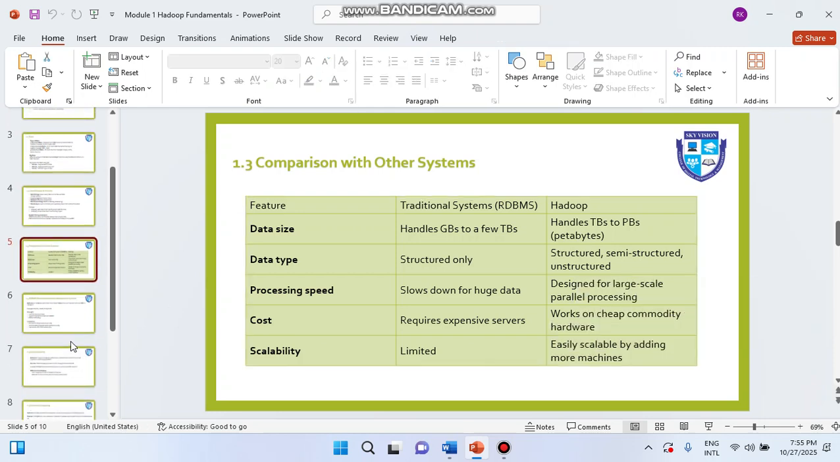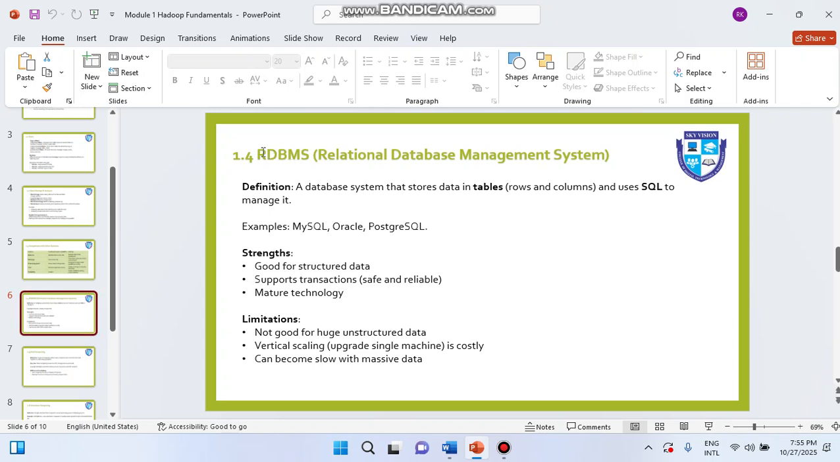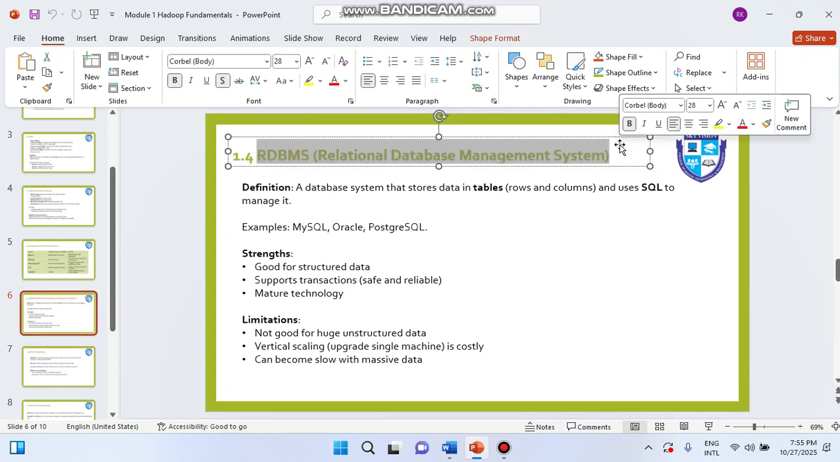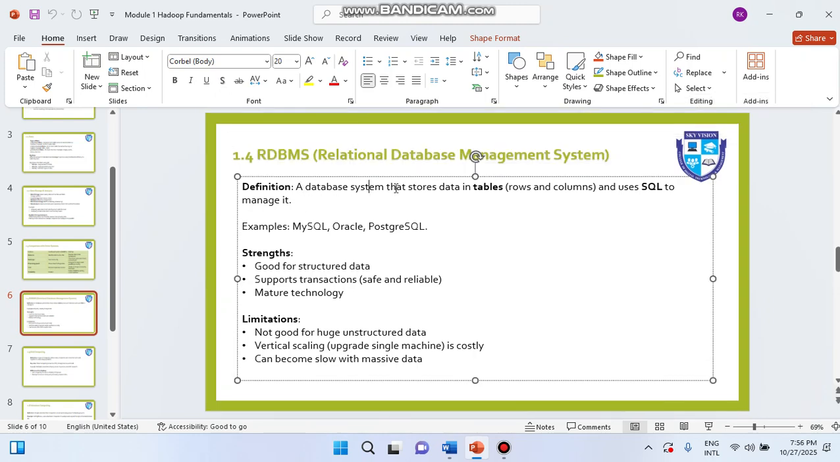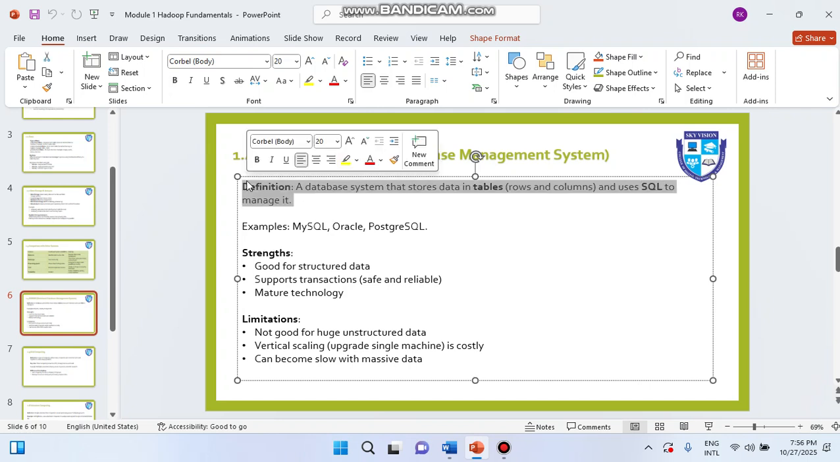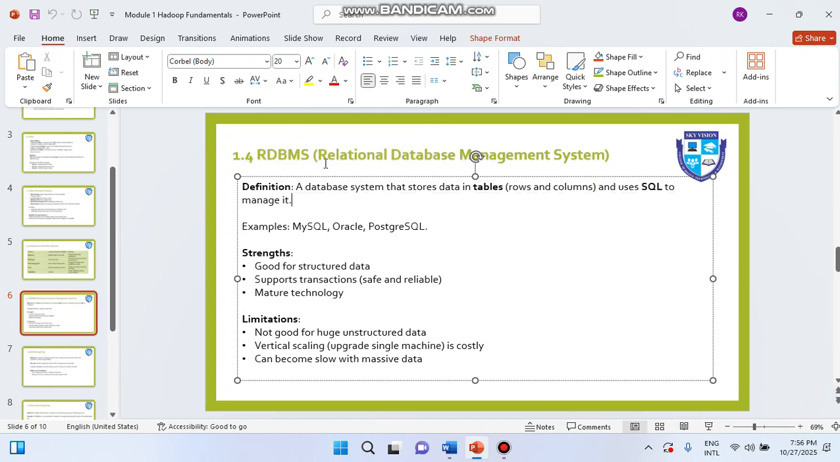Now, after this one, we are going to the RDBMS concept. Relational database management system means what? A data system that stores the data in table format, meaning rows and columns, and uses SQL to manage the data. Over here, we don't have SQL commands. SQL, structured query language, we are not using like we use inside of MySQL, right?